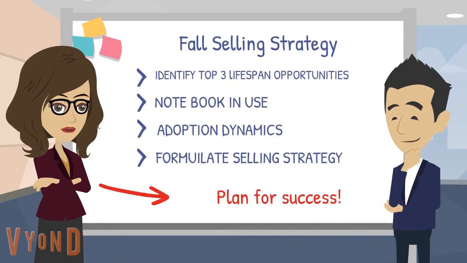Your final activity for this module is to identify your top 3 lifespan development opportunities. Note the book in use and any special adoption dynamics, and then formulate your strategy to close this business. As Yogi Berra said, if you don't know where you're going, you'll end up someplace else.